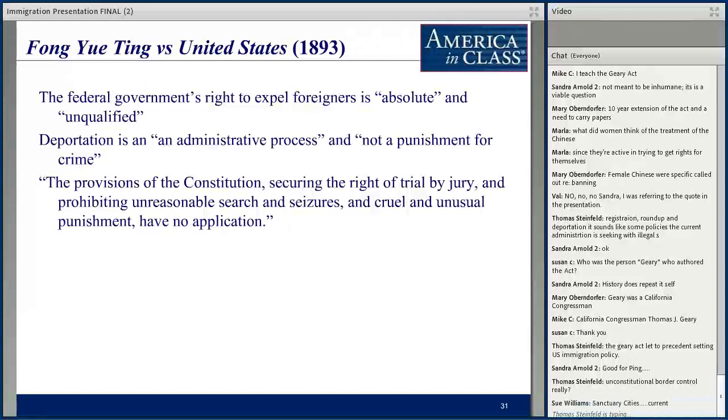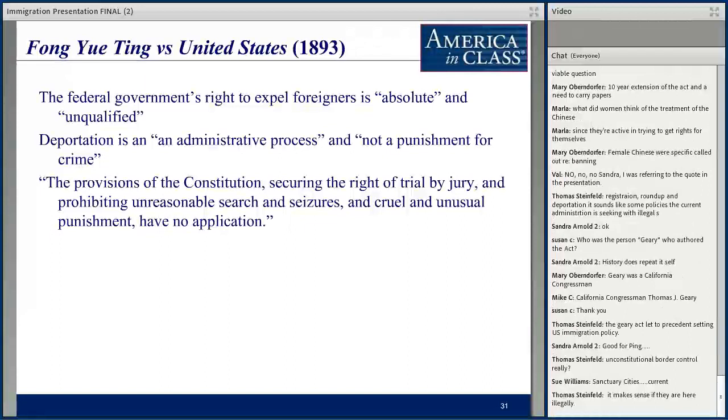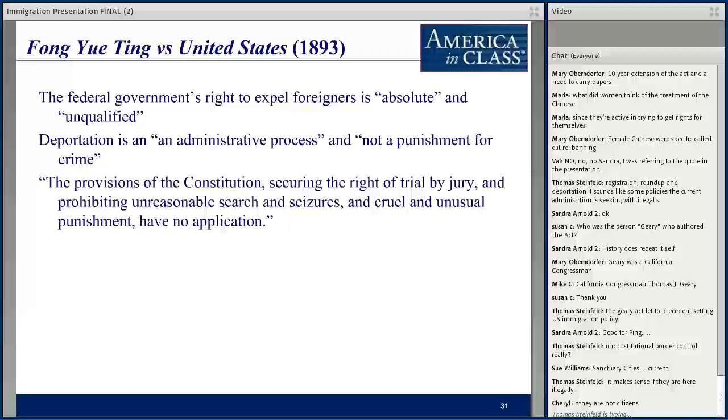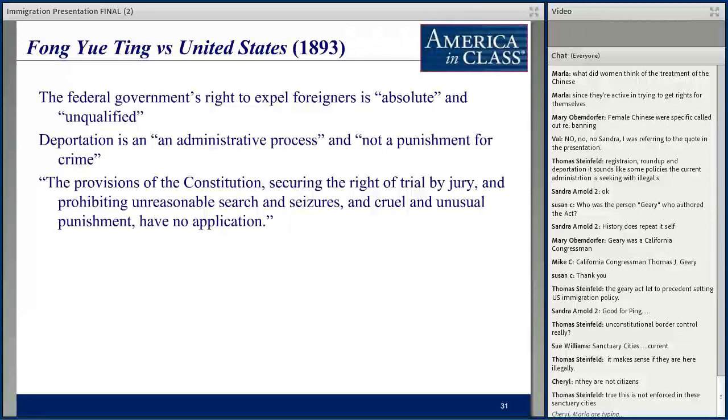And that deportation in and of itself is not a punishment for crime. Because if it was a punishment for crime, the US Constitution would have to apply to the adjudication of that crime. So in turn, they define deportation as an administrative process, not a criminal proceeding or punishment. So again, you have, as it says here in the final quote, the provisions of the Constitution, such as securing the right of trial by jury and prohibiting unreasonable searches and seizures and cruel and unusual punishment, have no application to the process of deportation.